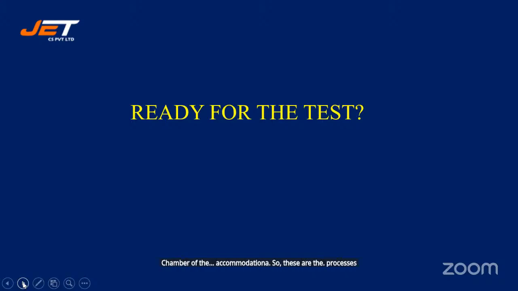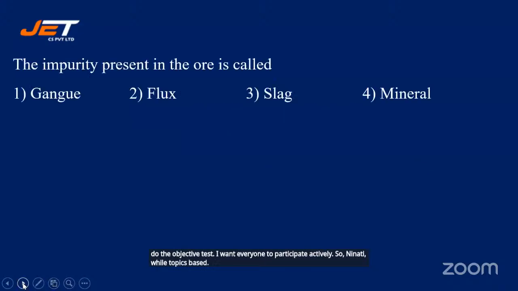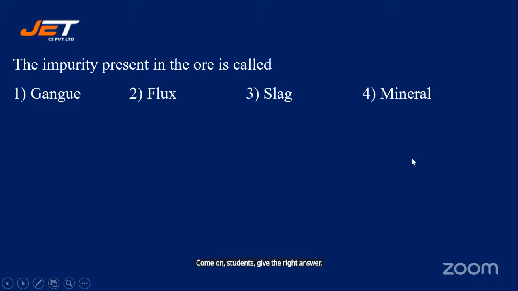So now we will do the objective test. I want everyone to participate actively. Based on yesterday's and today's topics, let's do an objective test from this chapter. First question: the impurity present in ore is called as: gangue, flux, slag or minerals? Come on students, give the right answer. Let us see how many will answer this question.